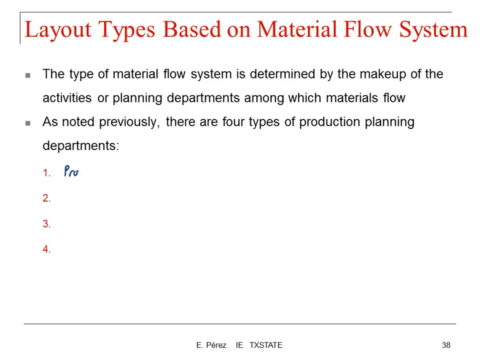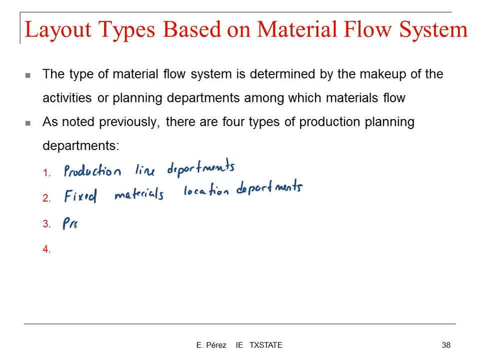The first one is called production line departments. The second one is fixed material location departments. The third one is product family department. That's the type of layout that we address with cell manufacturing and the design using cells. And then process department.